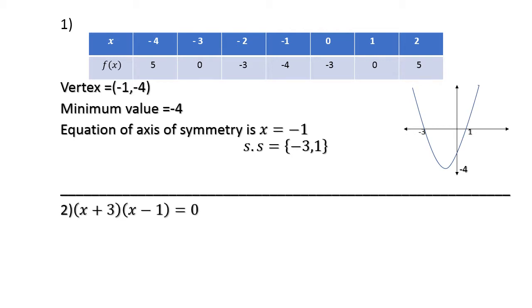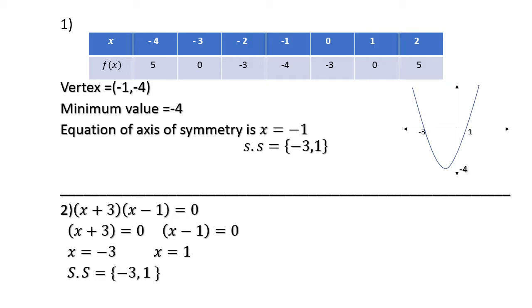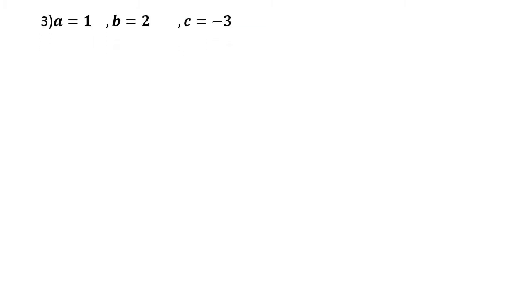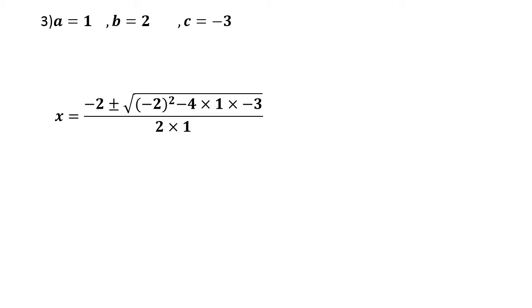Question number 2, by using factorization, we can factorize (x plus 3)(x minus 1), then x plus 3 equals 0 and x minus 1 equals 0, so x equals negative 3, x equals 1. And the solution set is negative 3 and 1. Number 3, by using the general formula, a equals 1, b equals 2, c equals negative 3, x equals negative 2 positive or negative square root of negative 2 all to the power 2 minus 4 times 1 times negative 3, over 2 times 1. We have two solutions, x equals 1 and x equals negative 3. Then the solution set is negative 3 and 1.